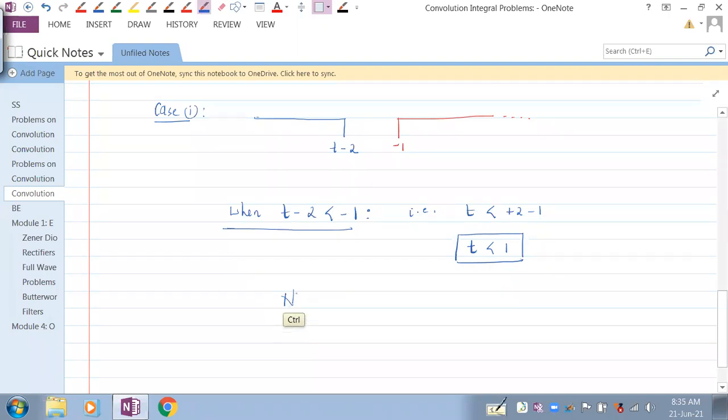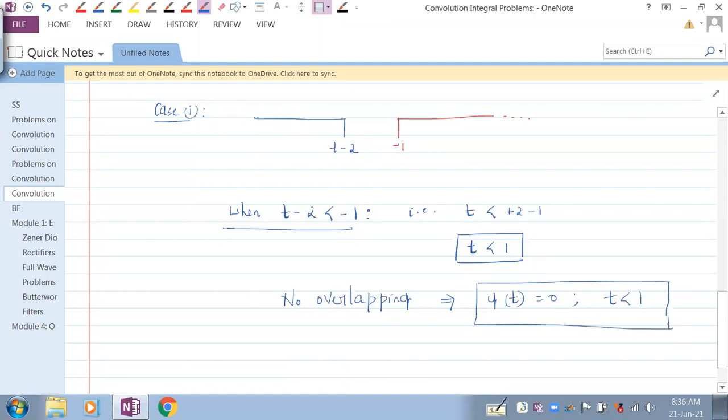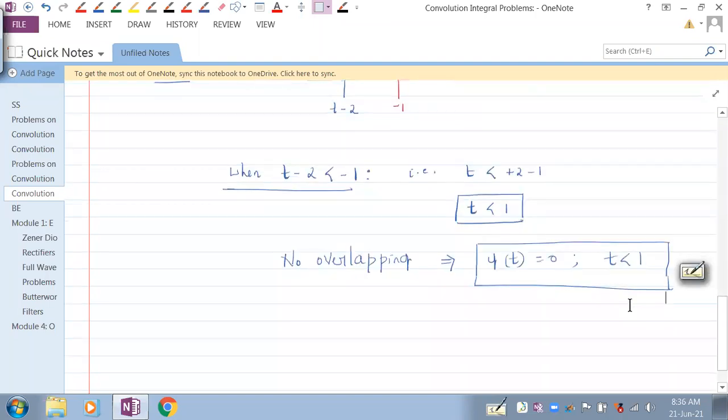So we can say no overlap. No overlapping means no overlapping of the signals. So this implies that our y of t is 0, for t less than 1. Fine. Let's see case 2.